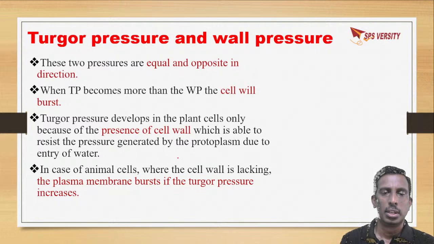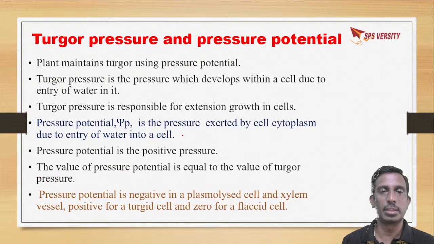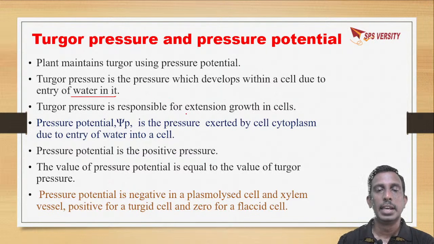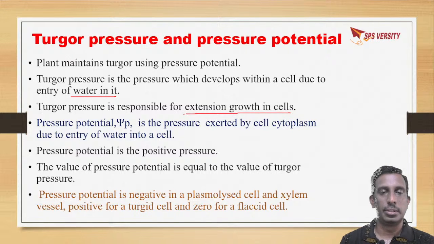Okay. So here this cell wall pressure is due to presence of cell wall. A cell wall के वास्ते wall pressure रहता. Okay. So this turgor pressure is developed due to entry of water into the cell. और ये turgor pressure का use भी रहता plants में. It is responsible for extension growth in cells. It is useful for extension growth in cells.